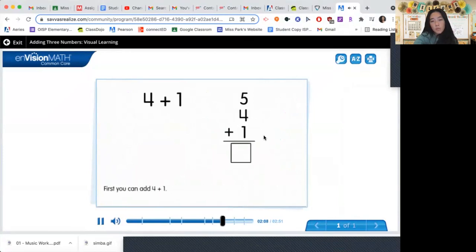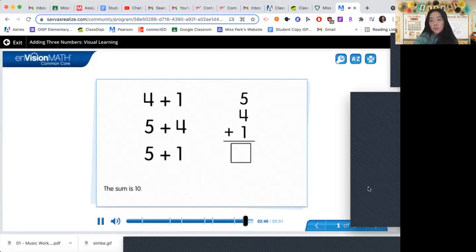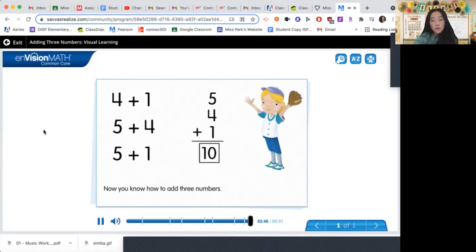First, you can add 4 plus 1. Or you can add 5 plus 4. Or you can add 5 plus 1. What are some ways to decide which two numbers to add first? Think about it. You might look for doubles, near doubles, or sums of 10. You also might add the two greater numbers first. What is the sum? The sum is 10. Now you know how to add three numbers.